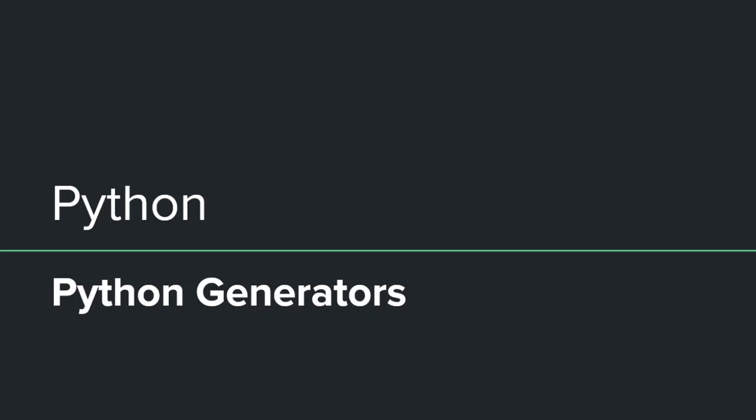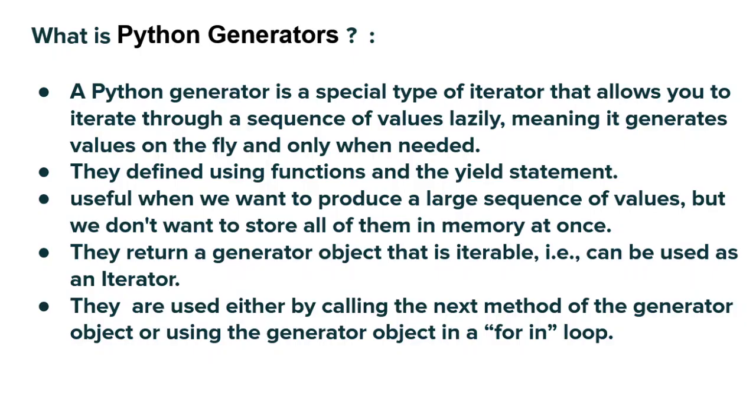In today's session we will see about Python generators. So what exactly is a Python generator? A Python generator is a special type of iterator that allows you to iterate through a sequence of values lazily, meaning it generates values on the fly only when needed.